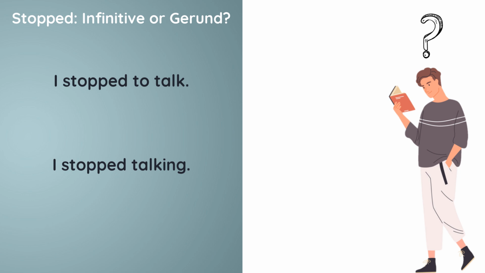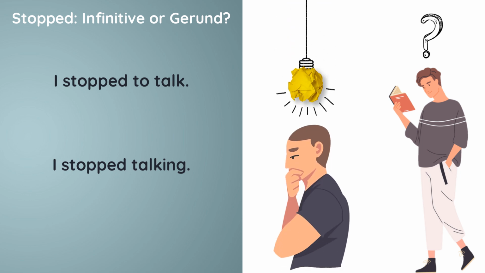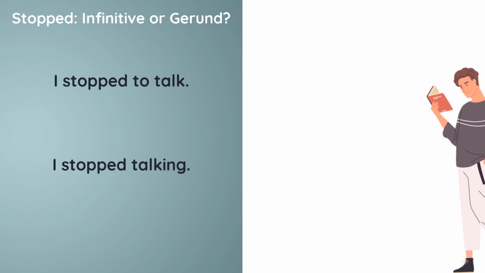We are going to look at a very common mistake ESL students make. We are going to look at when we have the verb stopped and it's followed by either an infinitive or a gerund. Okay? Alright, so let's get started.